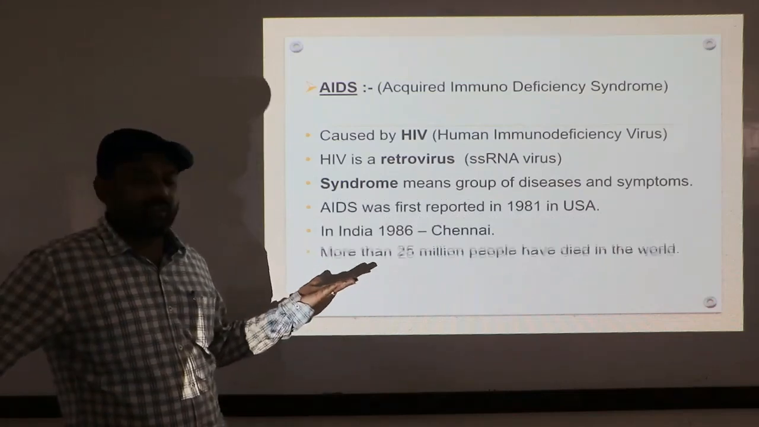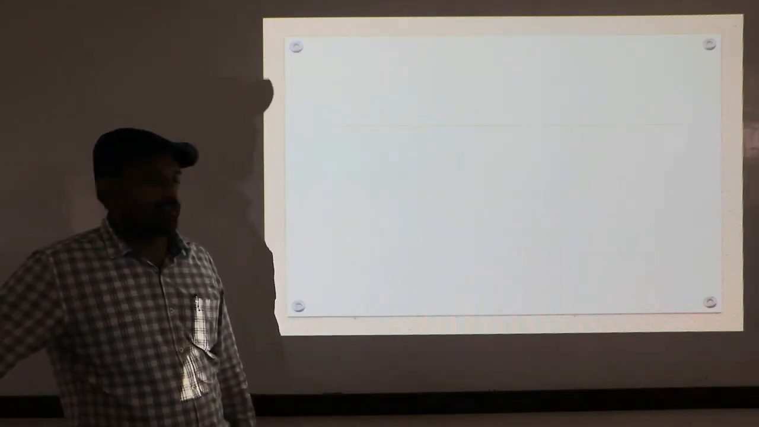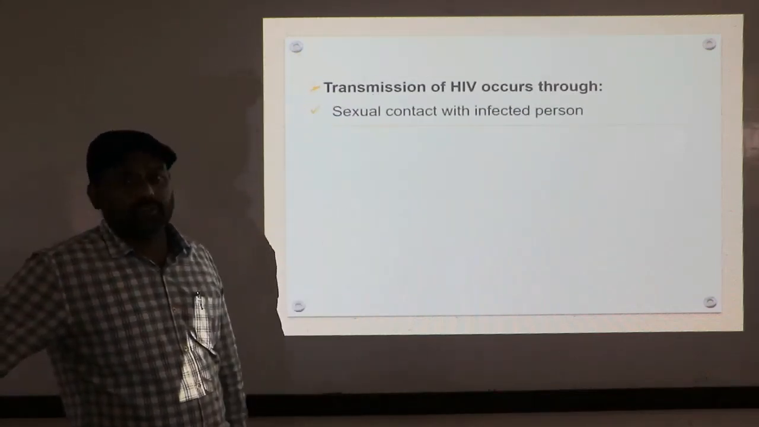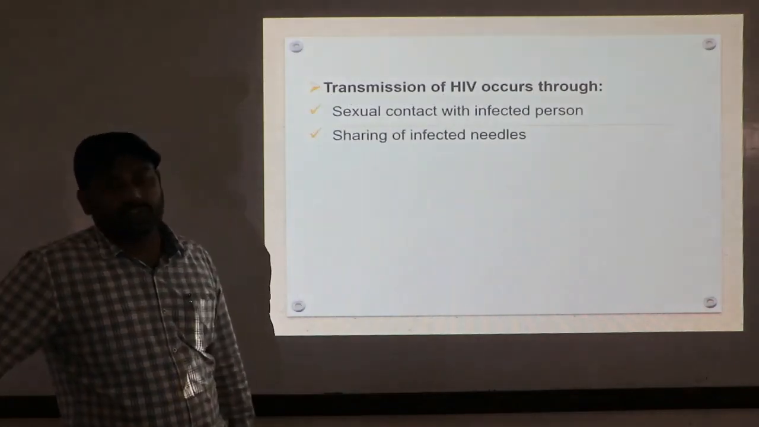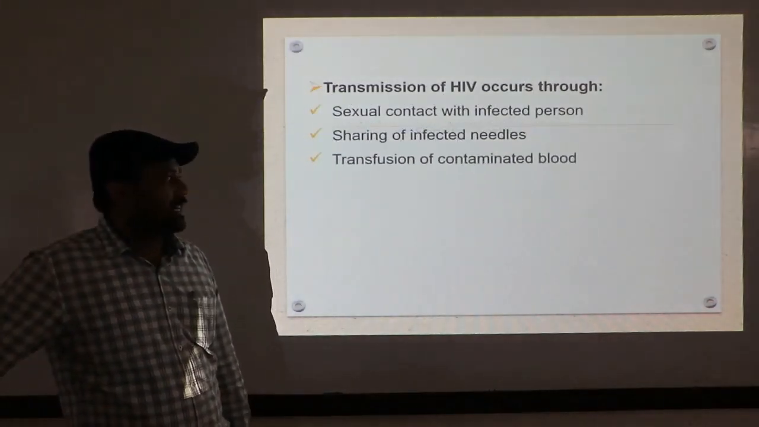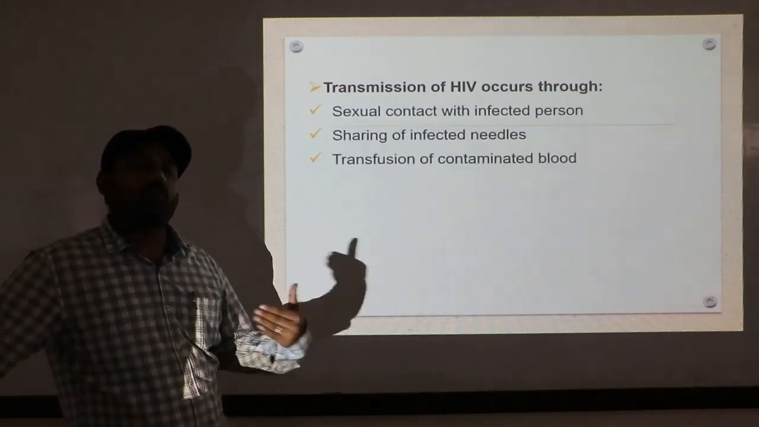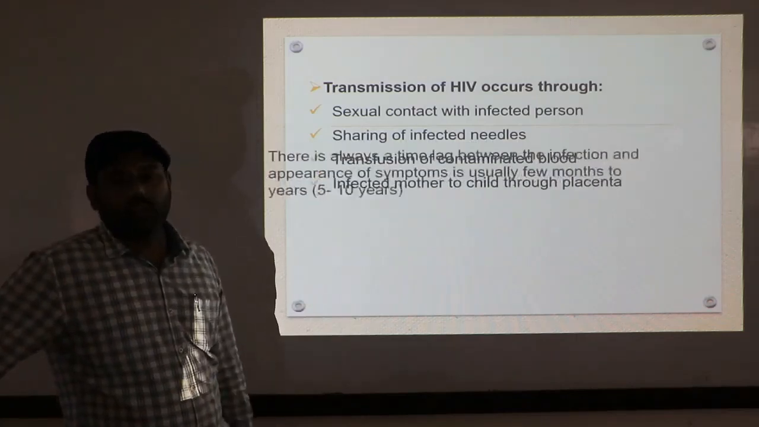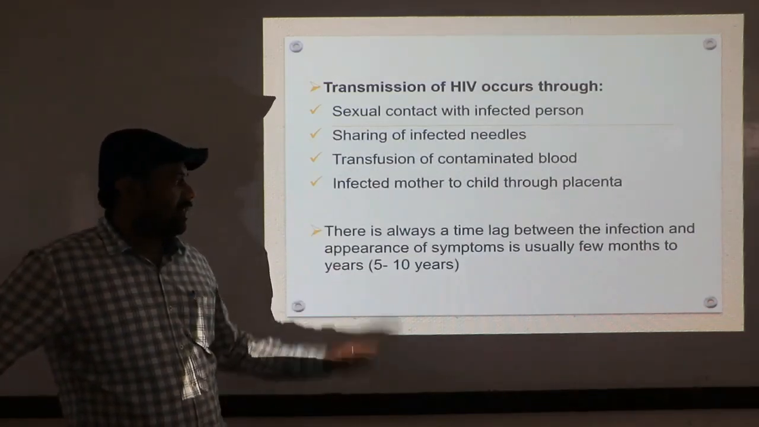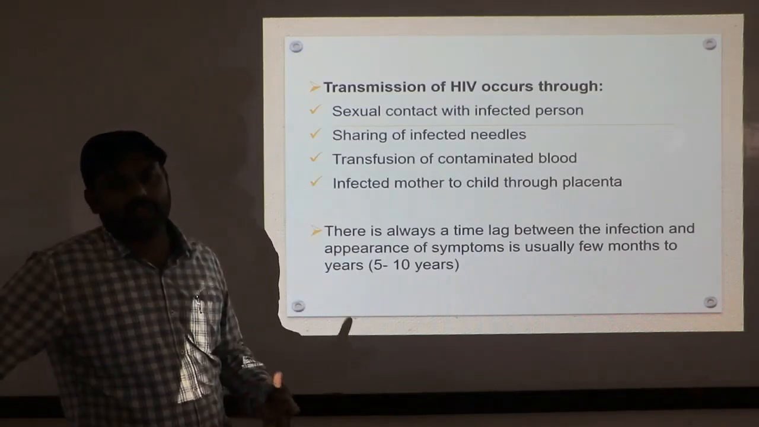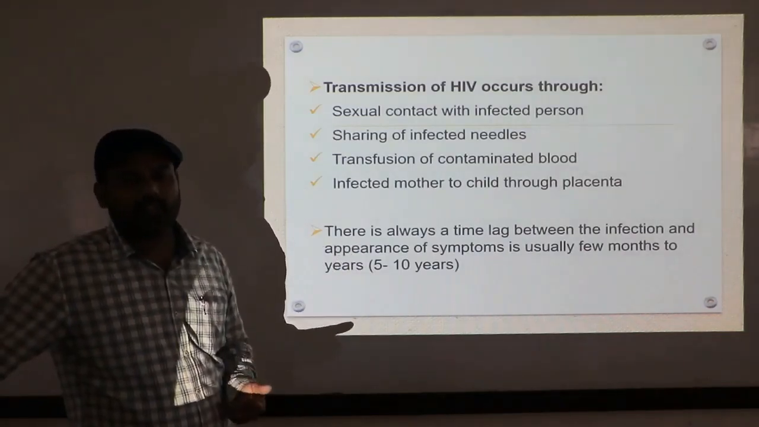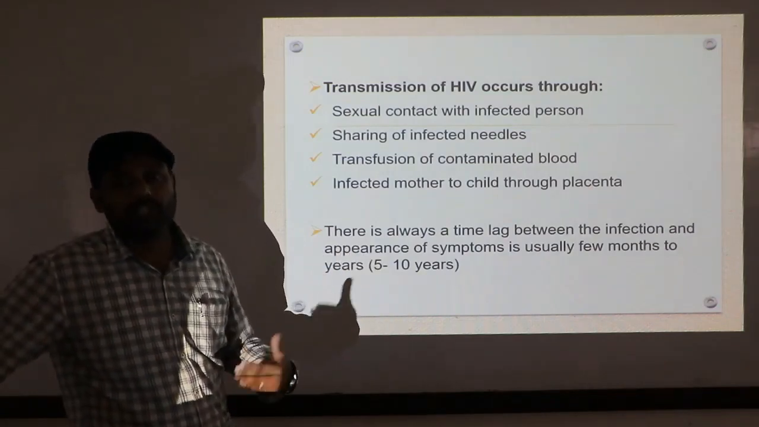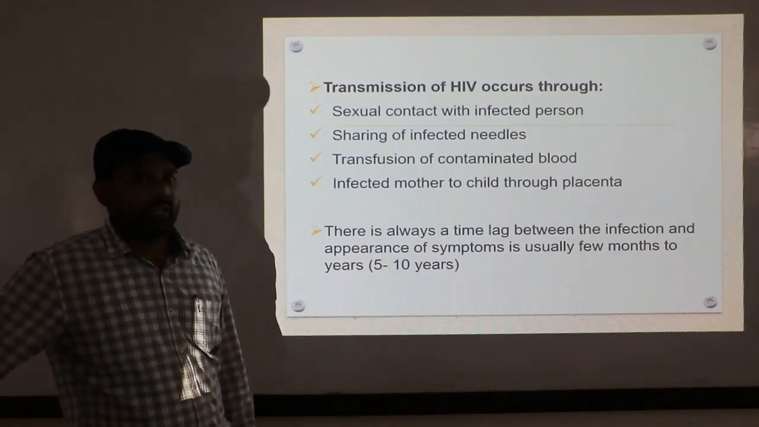Then more than 25 million people have died because of HIV. Transmission of HIV is by sexual contact with the infected person, sharing of infected needles or blades, transfusion of contaminated blood from donor to recipient without screening the blood, and from an infected mother to her child. Then there is always a time lag, like an incubation period: from the day of entry of the pathogen into the body to the appearance of symptoms. It is usually from months to years, almost 5 to 10 years.